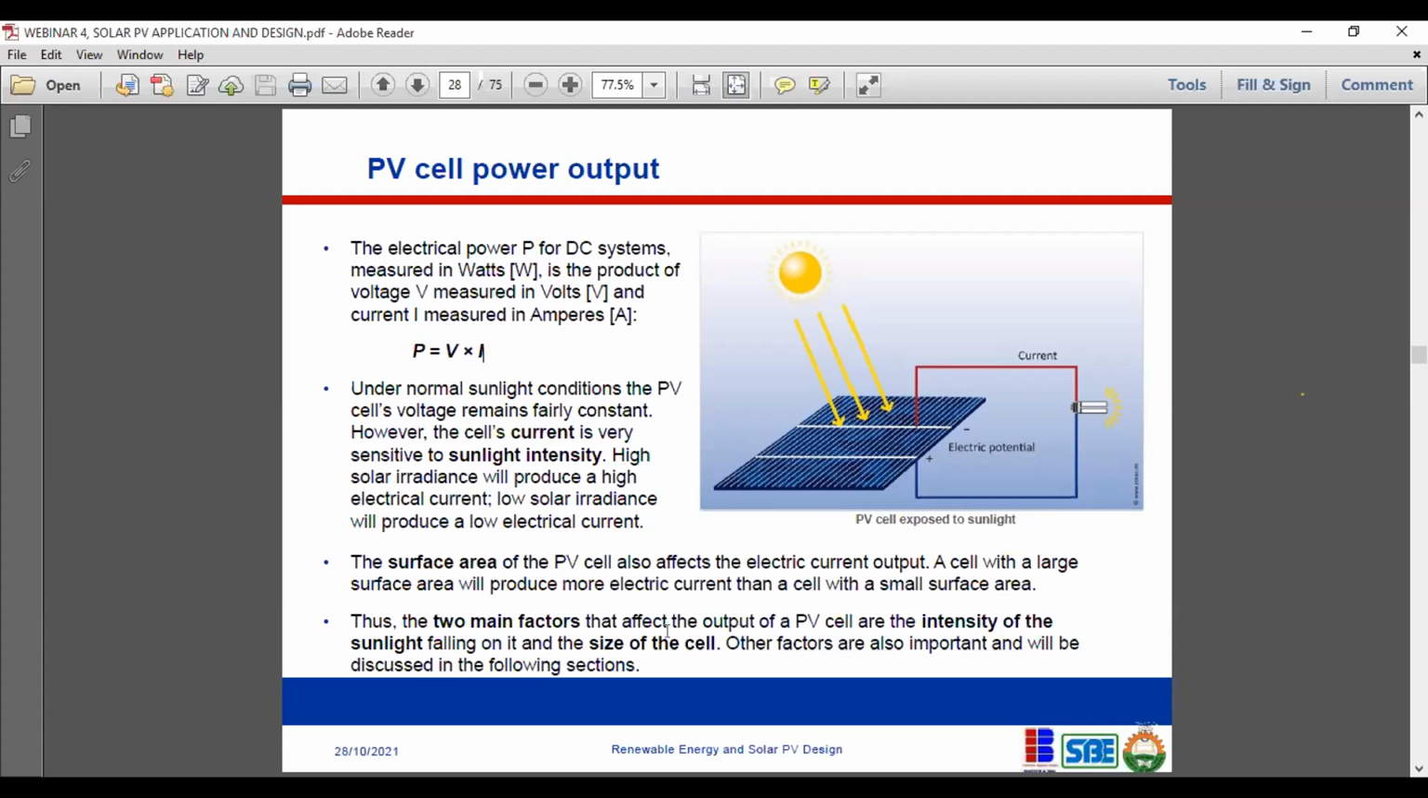And then the second factor is the size of the PV cell. If you have more PV cells, you have more power. If you have fewer PV cells, you have less power.